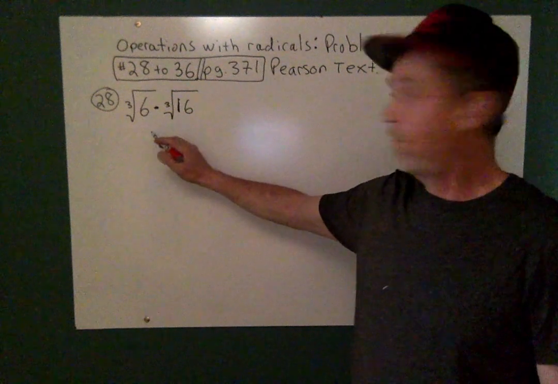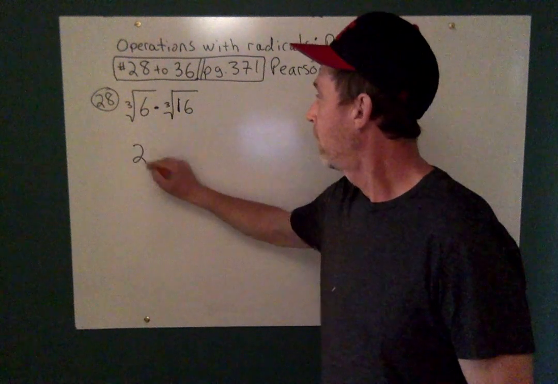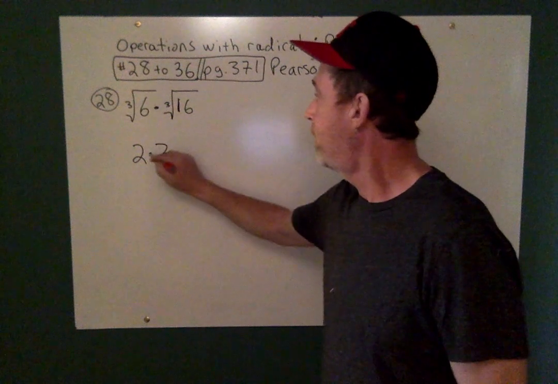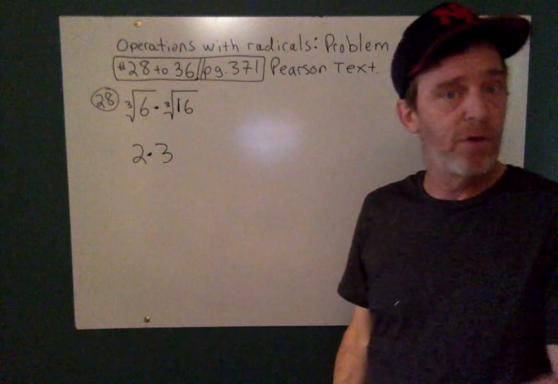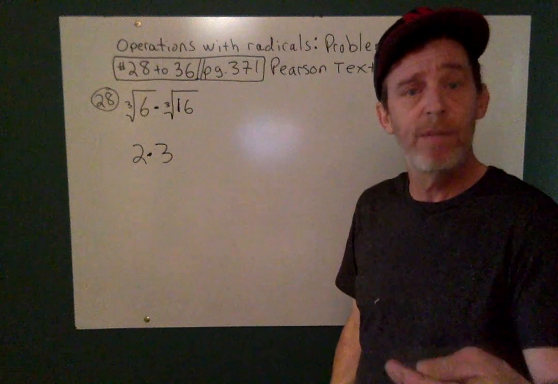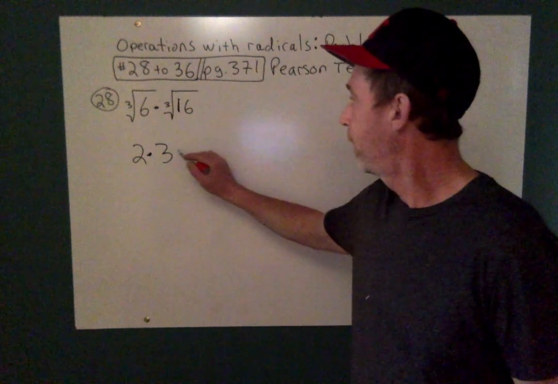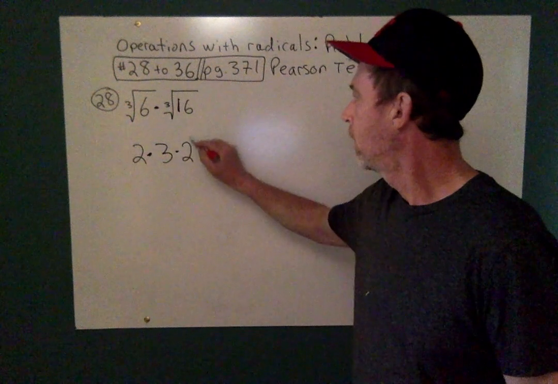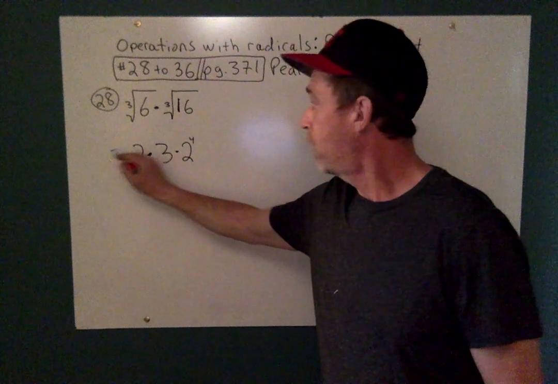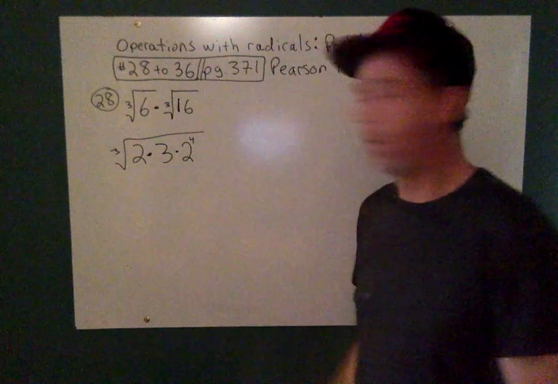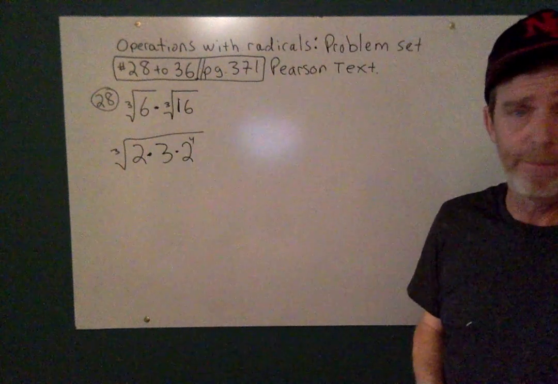The 6 breaks into 2 by 3. And the 16, of course, breaks into 4 by 4. Now, as 4 by 4 is also 2 by 2, that's 2 squared times 2 squared, or 2 to the 4th. Now, as all of that is under the 1/3 power, that's a 1/3, or a cube root of them all.